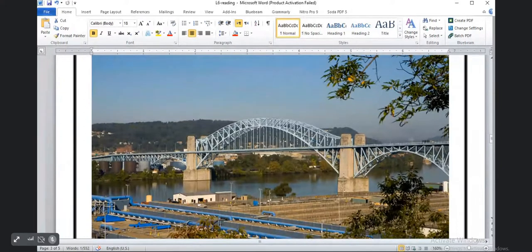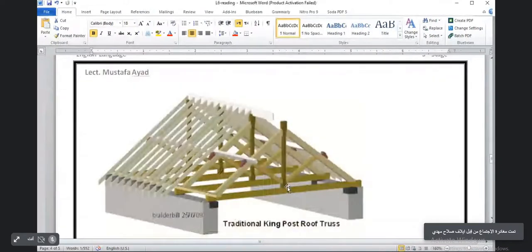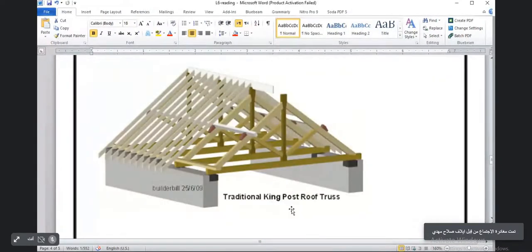Yes, they use it in many places in Europe, usually on harbors and rivers, always on water crossings or rivers. Okay. Another type. This is the king post. You see this, students?